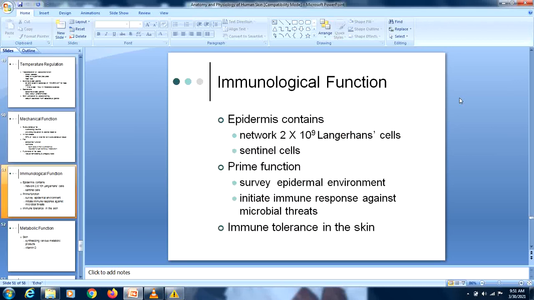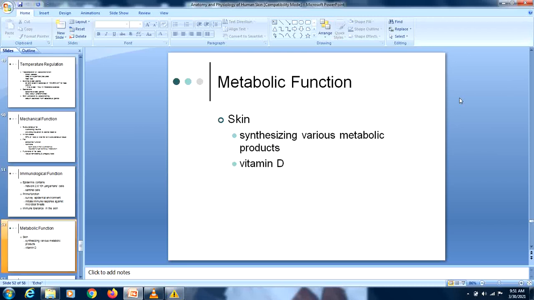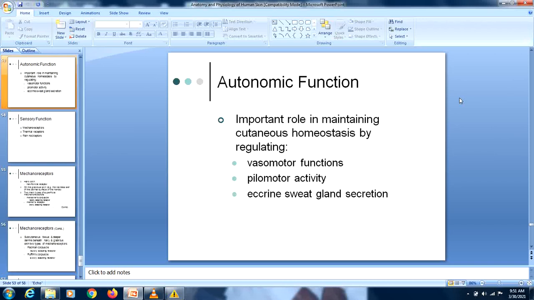Immunological function: the epidermis contains Langerhans cells. Their prime function is to survey the epidermal environment, initiate immune response against microbial threats, and maintain immune tolerance in the skin. Vitamin D metabolism is the most important metabolic function of the skin. Autonomic function plays an important role in maintaining cutaneous homeostasis by regulating vasomotor functions, pilomotor activity, and eccrine sweat gland secretion.